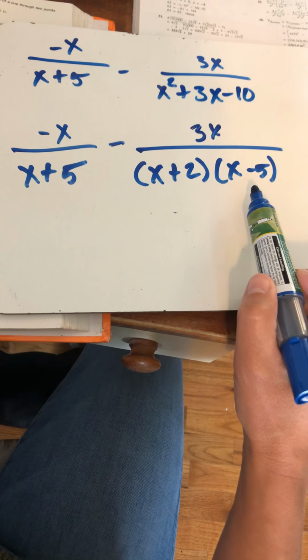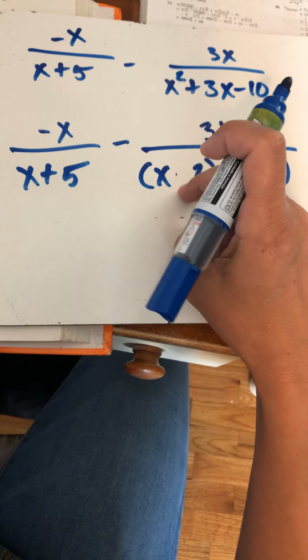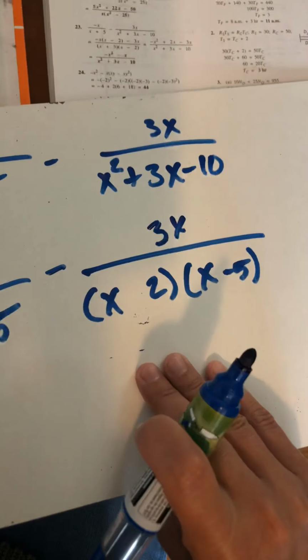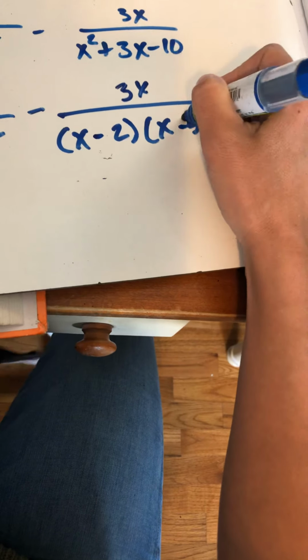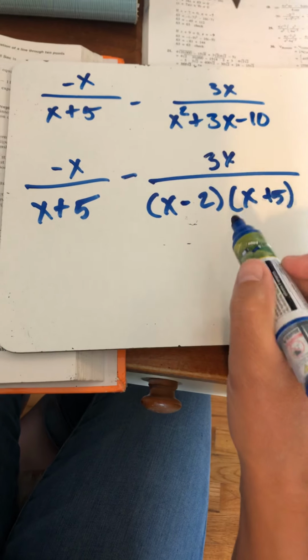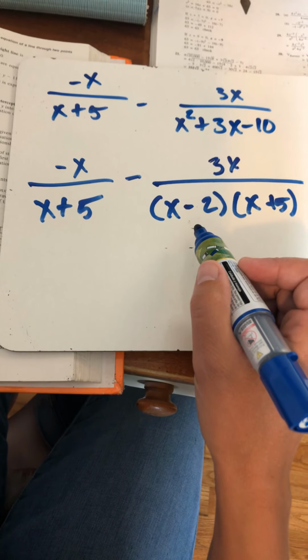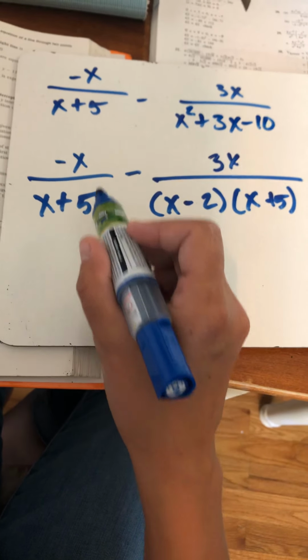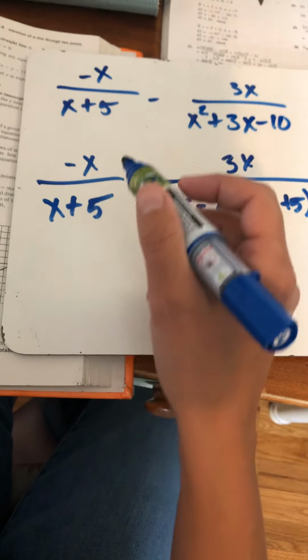So they both have, oh, I did this wrong, I'm sorry. This should be a -2 and a +5. So they both have my x plus 5. They do not both have the x minus 2. So I need to simply multiply this by x minus 2 on the top and the bottom.